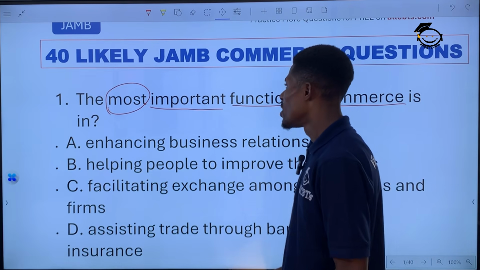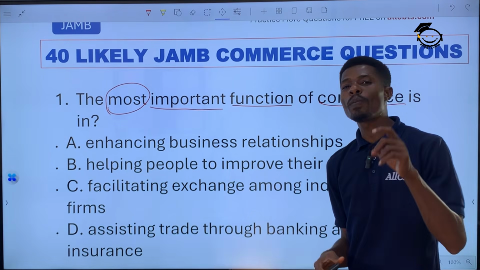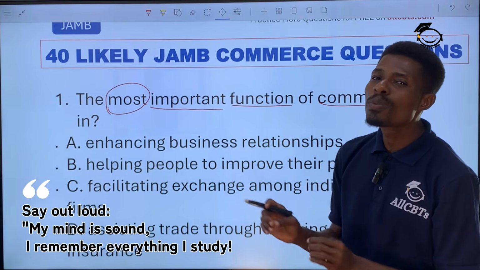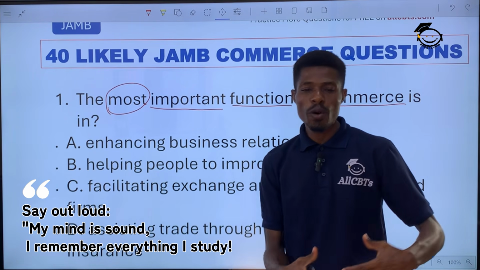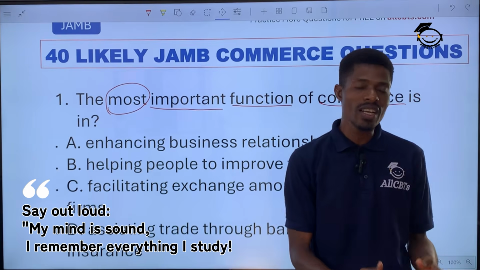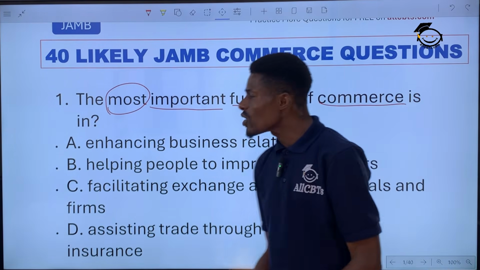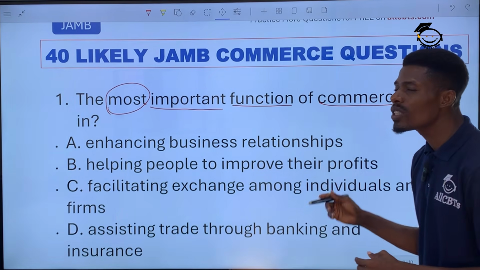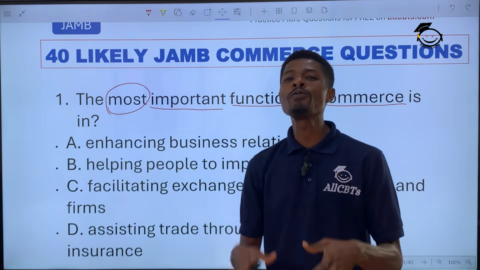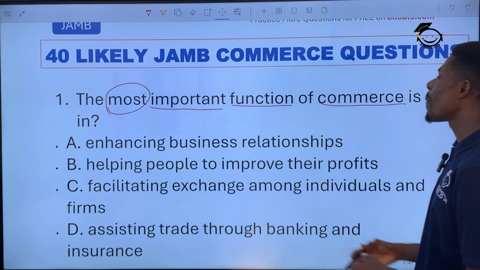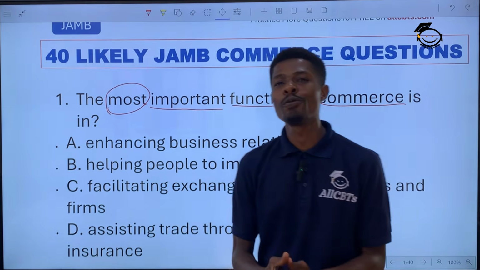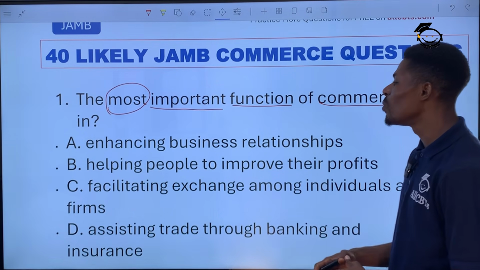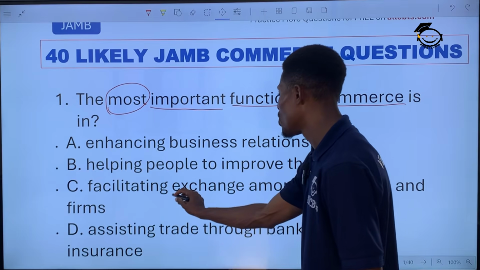Now, what should come to your mind before you pick your answer is, what is commerce? Commerce is simply the distribution of goods and services from where goods are produced or where services are created to where it will be needed. And so, from my definition, you will know that enhancing business relationship is part of commerce, but it's a supportive role, not the main function of commerce. Also, helping people to improve their profits is part of the function of commerce, but not the main function of commerce. And so, our answer here will be C, facilitating exchange.